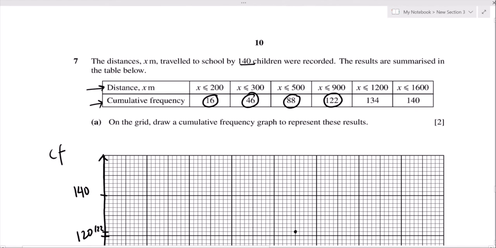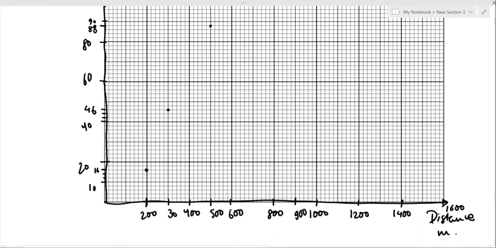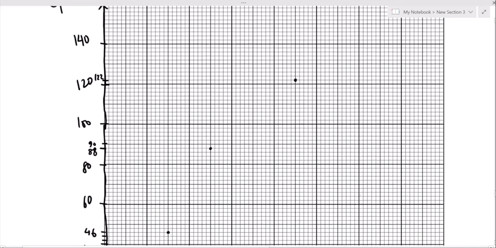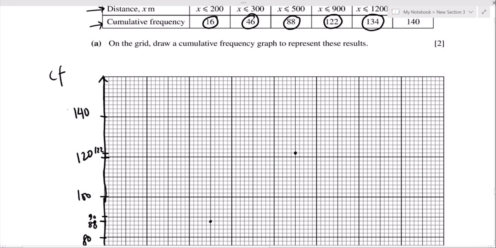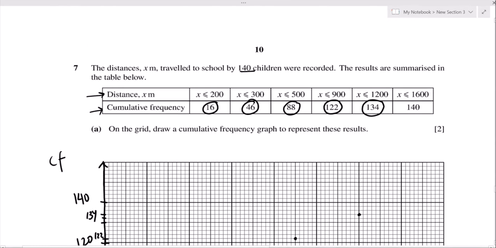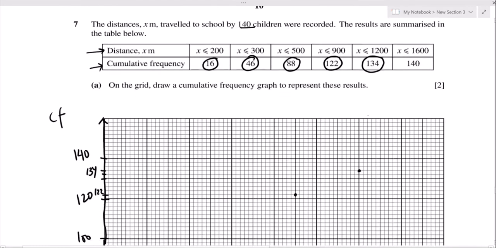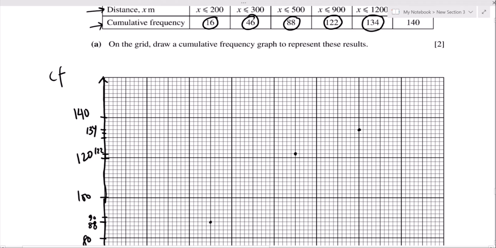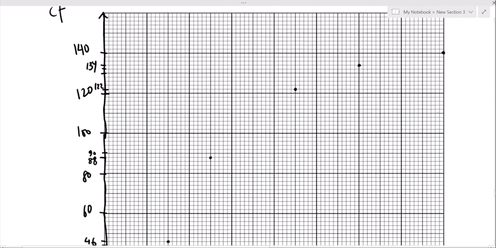Now that's x less or equal to 1200, and it has a cumulative frequency of 134. So 1200 is right there. We already have it, and we need the cumulative frequency of 134. So this is going to be 130, that's 132, that's 134. Now this point is going to be right here. The last one is x less or equal to 1600, and that's the value of 140. We know that 1600 was at the end, and we have 140 to be right here. So that's this point. Now let's draw a freehand curve.